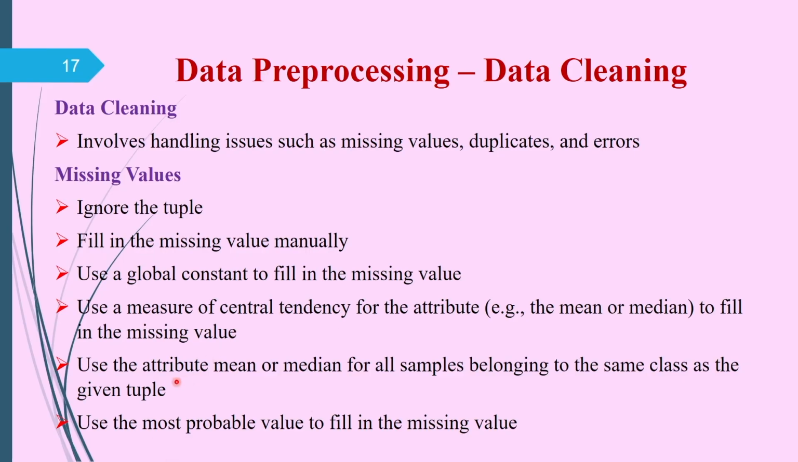That will be to clean this data. The attribute mean or median for all samples belonging to the same class can be given to the tuples, and the most probable value can also be substituted when the data is missing. And the next famous method is the noisy data binning method, where we can apply the following.